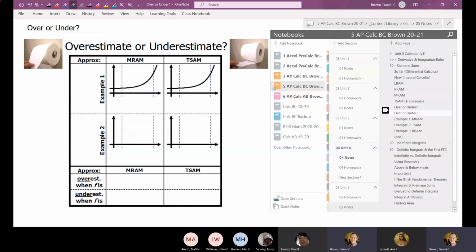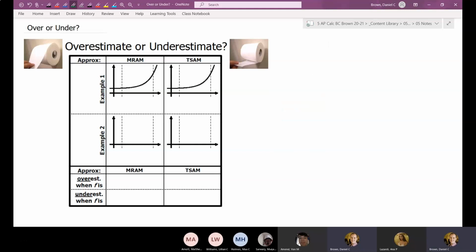And so then the other ones we need to know, LRAM and TSAM. For me, it was always easier to draw out what TSAM was. It's easier to visualize. And then I just know that LRAM is just going to be the opposite of what TSAM is, because I think LRAM is the hardest one to visualize of whether it's over or under. TSAM is the one that makes the trapezoid.